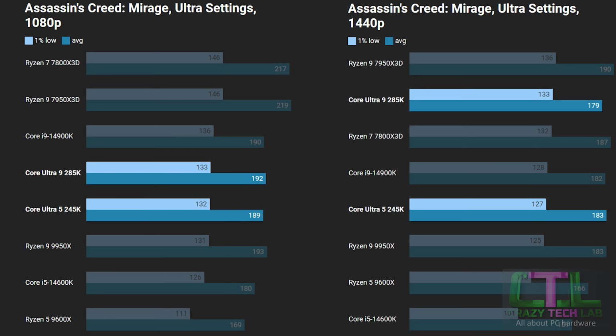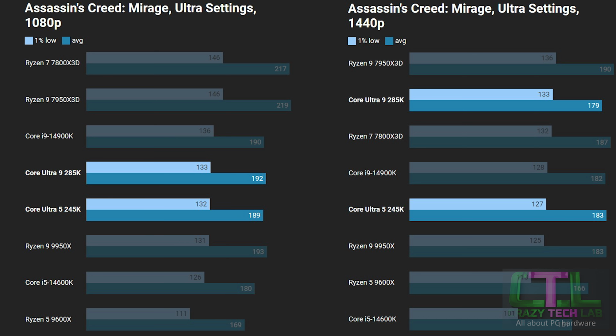Now moving on to Assassin's Creed, and we see a slightly better situation for Intel in this game, which is quite different to Cyberpunk in terms of the parts of the system that it taxes. And here we generally have the two CPUs performing pretty much as expected, which is either matching or bettering their predecessors, such as the 14900K and the 14600K. They also beat the Ryzen 9000 series non-X3D parts, but the Ryzen 7000 X3D parts offering significantly higher frame rates at 1080p.